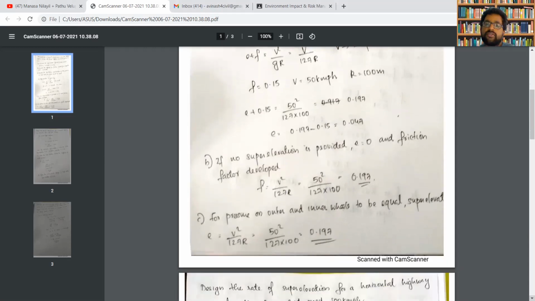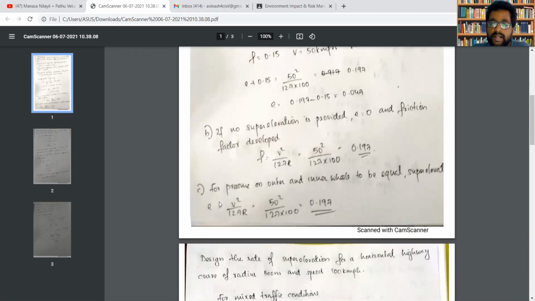Now, the third question is, it is given that pressure on outer and inner wheels is equal. So, super elevation E is equal to V square divided by 127 R, so 50 square divided by 127 into 100. What is the condition which means that pressure on the outer and inner wheels are equal? You have to understand that if the condition is given that pressure on inner and outer wheels are equal, it means that there is no coefficient of lateral friction, right?